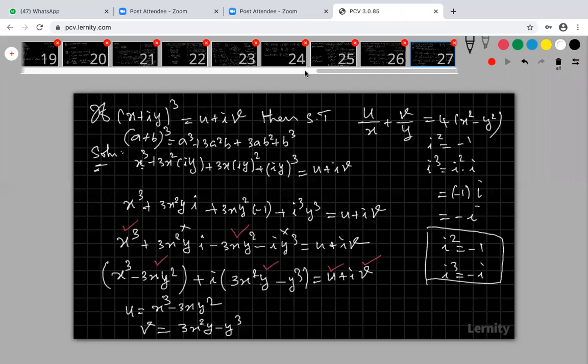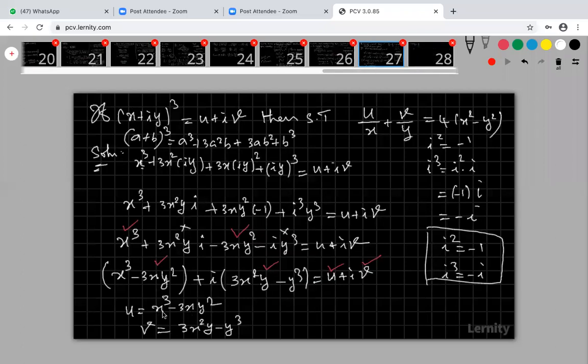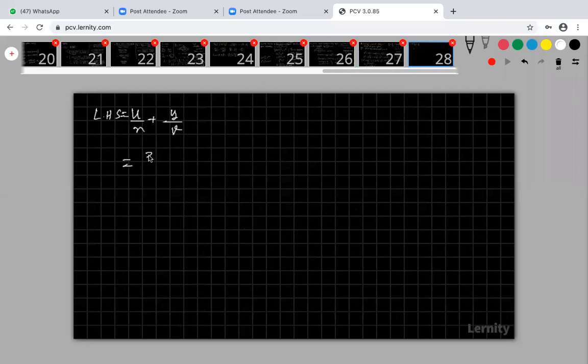Actually, x and y common and add, simplify that, that's all. So simplify this, what is the answer we are getting? So this is my LHS, u by x plus v by y. Nakshatra, you wait, I will explain in the last. So therefore, what is my u? x cube minus 3xy square divided by x plus v by y.